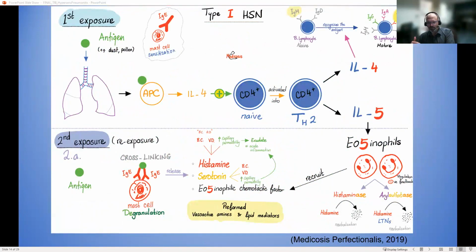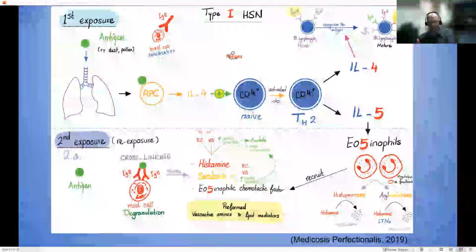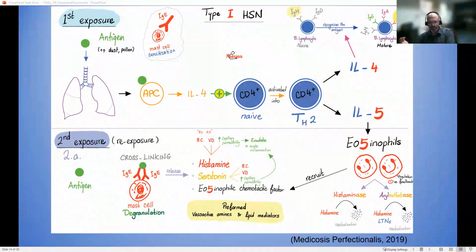So the second half of this picture, the bottom half of this picture, is explaining more of the type 1 reaction that you'd see more in asthma, where the antigen comes in that you've seen before. IgE is attaching to it, which then connects to a mast cell and causes degranulation of the mast cell. Histamine is released, which then recruits more eosinophils.